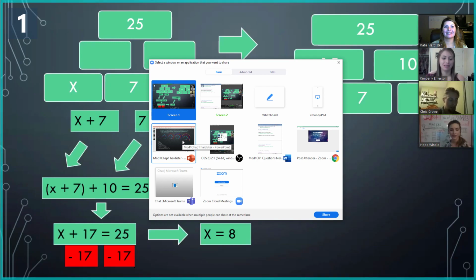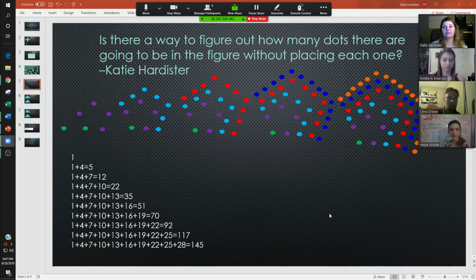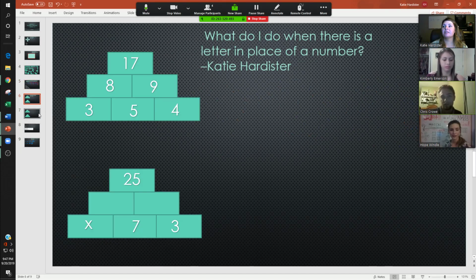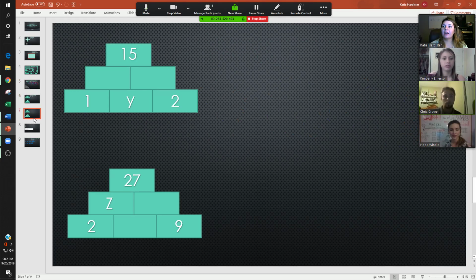For example, Miss Katie, what do I do when a letter is in place of the number? As I've shown, but that's not the case with every pyramid. Absolutely. So I see you use the term variable. So is variable what we would call whenever there is a letter in place of a number? Absolutely. Okay. So every letter in math will be called a variable for the term. All right. So to solve this next one, all we're going to do is just try to solve for the variable, right? Correct. Okay.